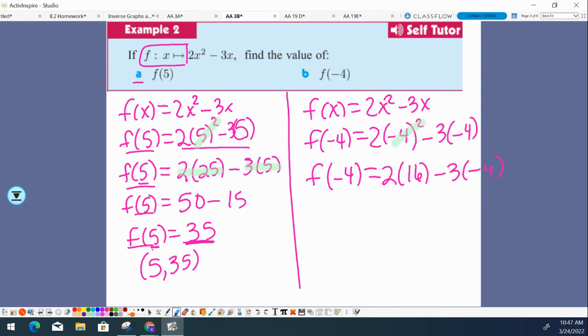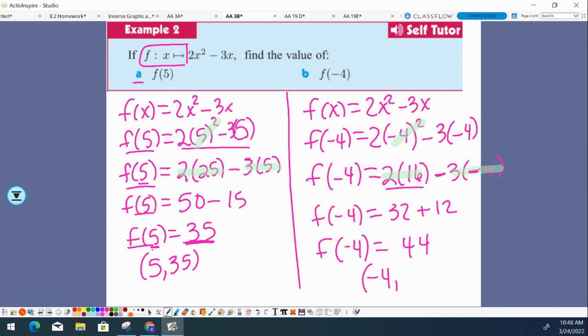The next step I'm going to do is multiply each of the values, carry down f of negative 4. 2 times 16 is 32. Be very careful here. You're really doing negative 3 times negative 4, so that's a positive 12. So that means that f of negative 4 in this case is 44. When the x value is negative 4, the y value is positive 44.